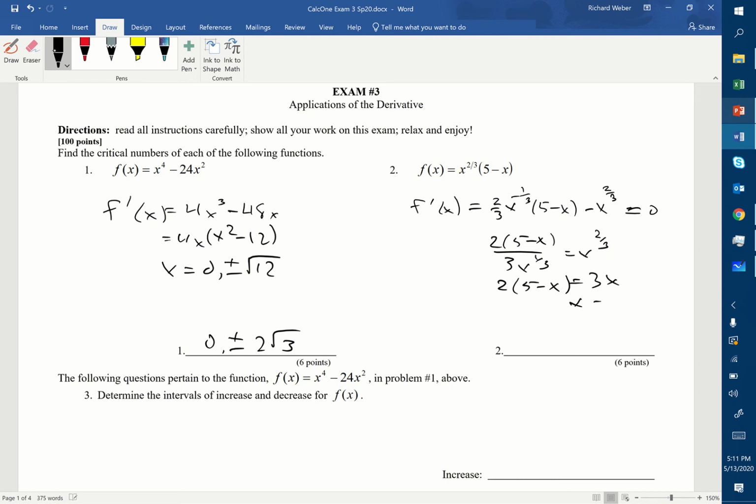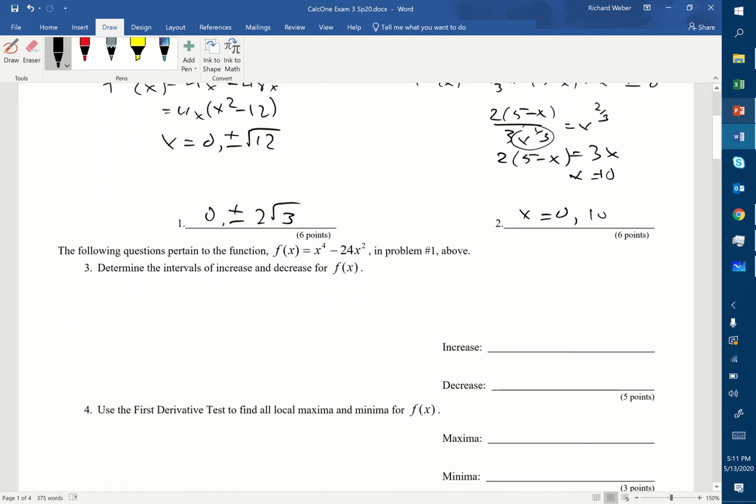So that gives you the answer 10 that a number of people got. But don't forget, this guy down here also, so x is equal to 0 and 10. Those are the critical numbers, because at 0 it's actually not defined, and that is a critical number. Okay. All right, so we're looking for increase and decrease.